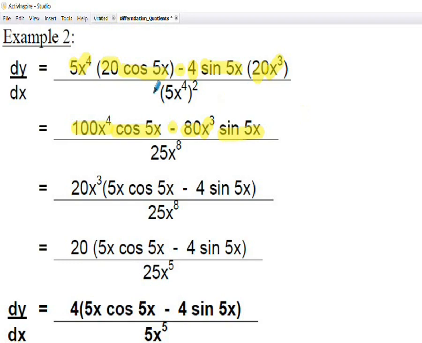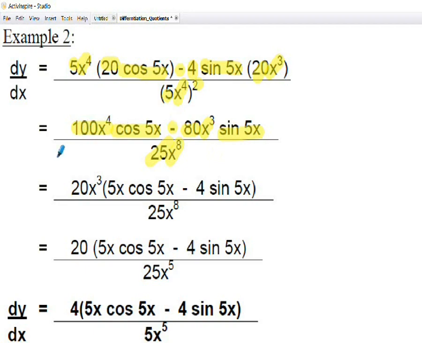On the bottom line, the denominator, don't forget this is a squared term, so 5 squared would give me 25, that's where 25 comes from, and don't forget the x to the 4 raised to the power 2, using the third law of indices, will give me x to the 8, x to the 4 times 2 we've got there, third law of indices.